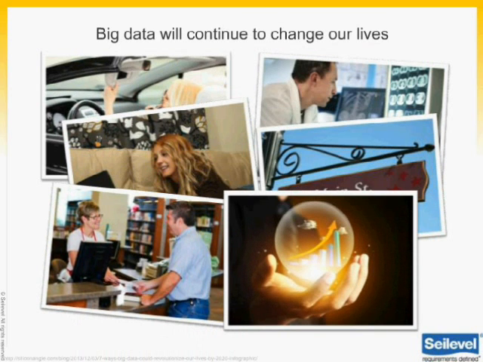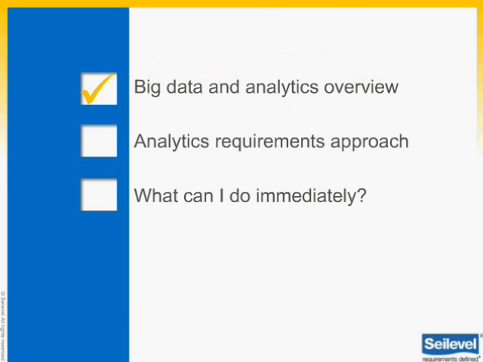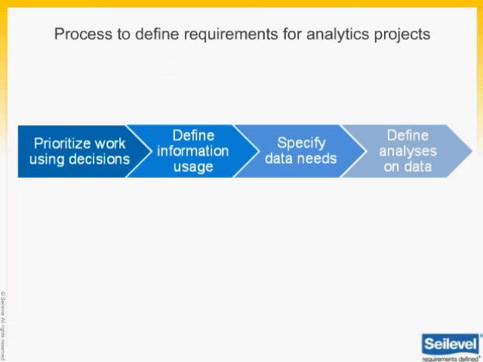All right. So next I'm going to get into the actual requirements approach that you can use on your projects. These 4 steps break down an approach to elicit and specify requirements. We're going to go into each one of them in a lot more depth, but at a very high level, first we prioritize the work using these decisions. It's a little bit different than traditional projects.